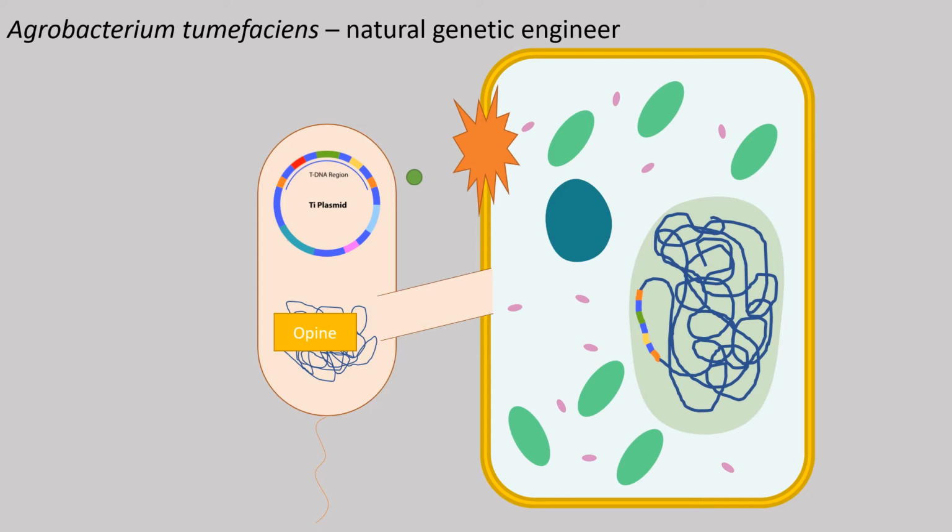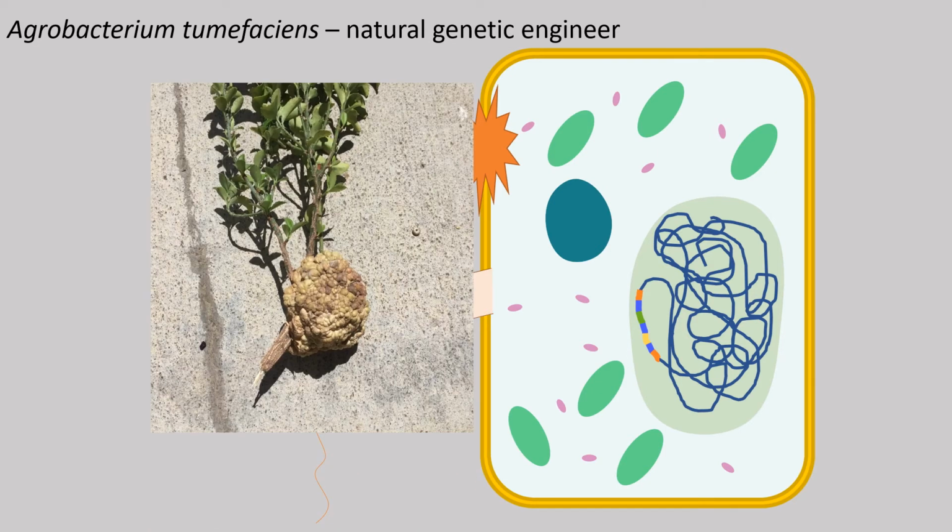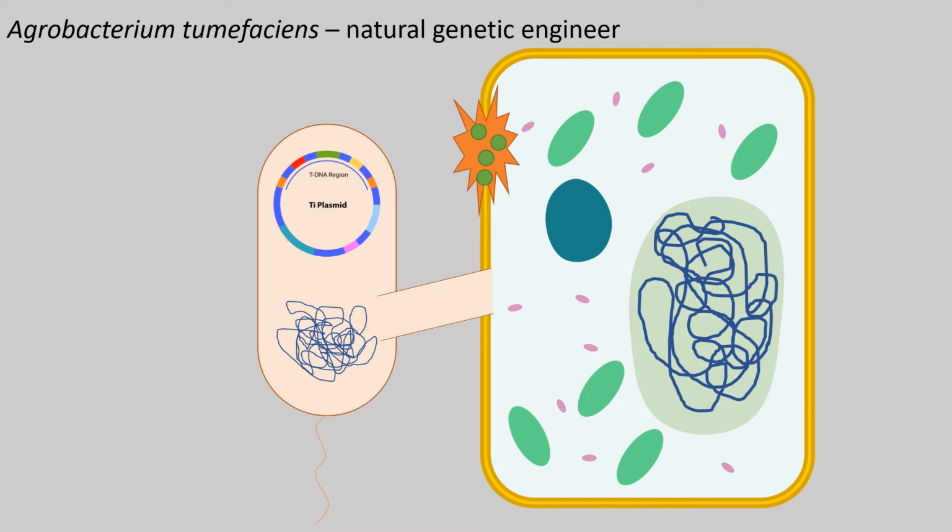So Agrobacterium engineers plant cells to produce its own food, which results in the plant gall that not only looks ugly, but it also prevents the normal circulation of sap in the plant. Because of its capacity to integrate foreign DNA fragments into the plant genome and thus induce permanent transformation of the plant cell, Agrobacterium has been used as a natural genetic engineer since its discovery in the 1980s.